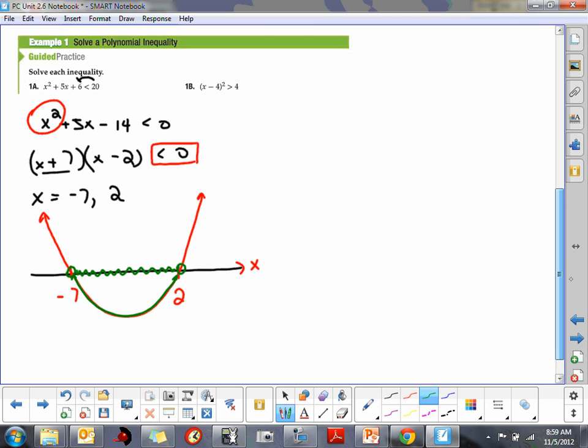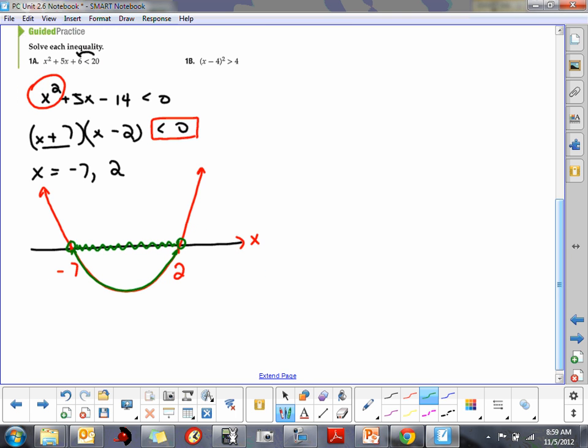So in our solution set, we're going to use some interval notation. We want a parenthesis from a negative 7 to 2 parentheses. That shows all the solutions from a negative 7 to 2. Every x value in this range will give us an output that will be less than 0. So we've just solved the first one. That's the idea and the concept behind it.